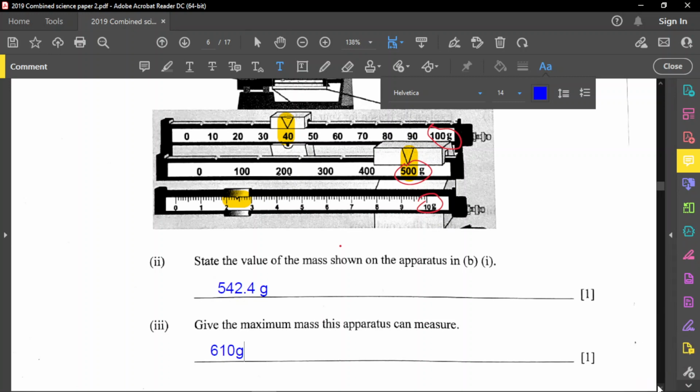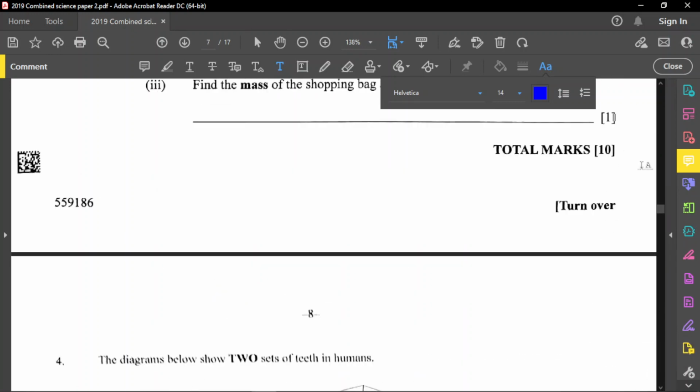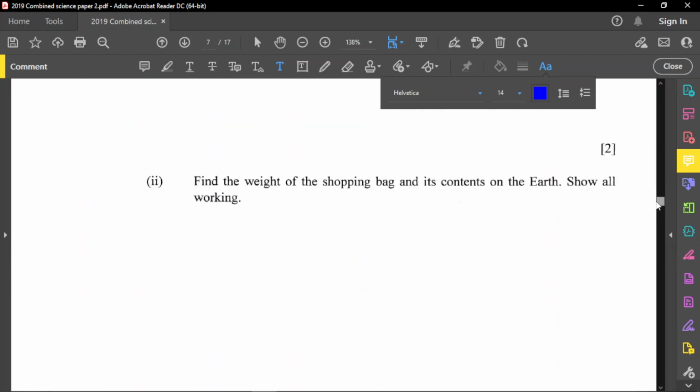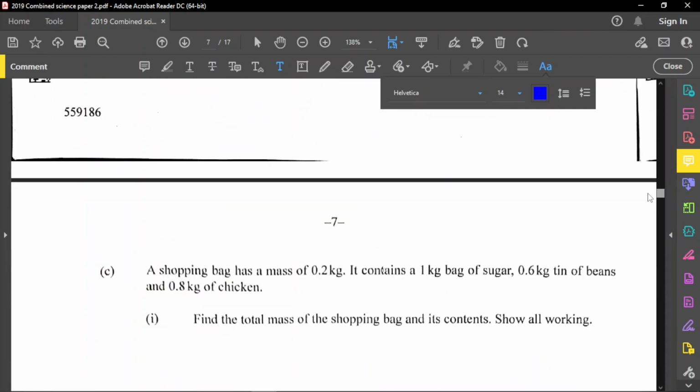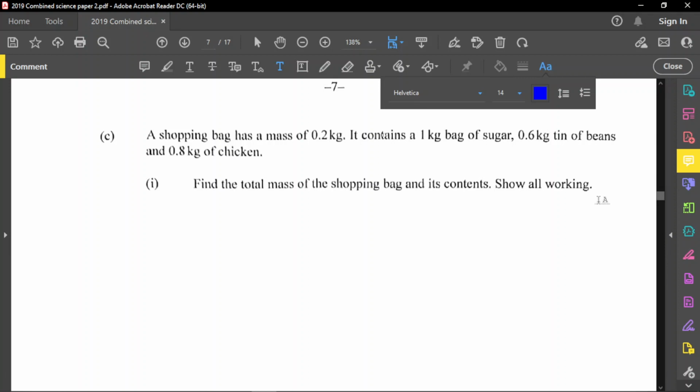Let's jump to the next part of the question now. All right, I think I'm jumping too far. Okay, I should be right here. A shopping bag has a mass of 0.2 kg. It contains a 1 kg bag of sugar, a 0.6 kg tin of beans, and 0.8 kg of chicken. Find the total mass of the shopping bag and its contents. Show all working.